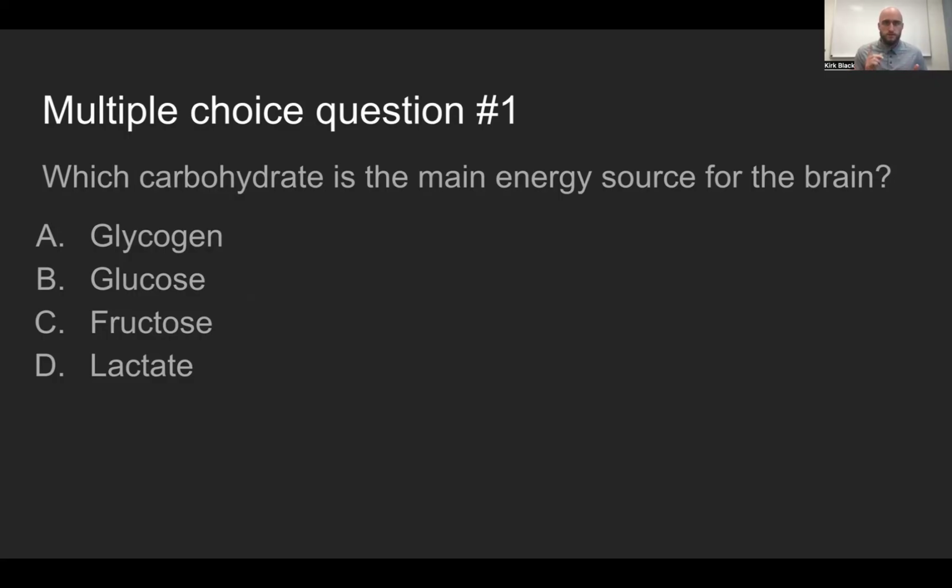So, question one, which carbohydrate is the main energy source for the brain? A, glycogen, B, glucose, C, fructose, D, lactate. Okay. If you got this one wrong, I don't think you've been listening to the entire presentation because it is B. It is glucose. Remember, we're critically thinking all the time, even just reading this question, where our brain is depleting its glucose. It relies on glucose heavily for energy because we do so much thinking. We use the brain so much.